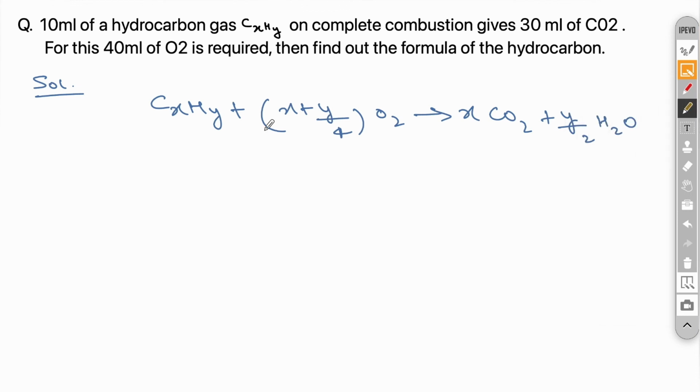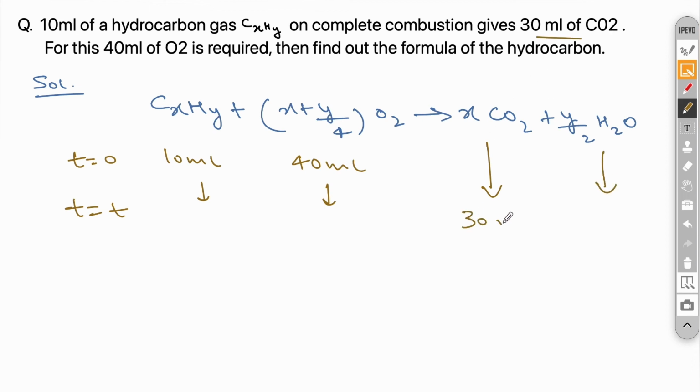Initially we are given that 10 milliliters of CXHY, which is hydrocarbon gas here, and 40 ml of O2 is taken for complete combustion. Here 30 milliliters of CO2 is formed, and for water we won't consider its volume, right, because it's in liquid state. Here it will be 0, here it will be 0. For complete combustion these values should be 0, right? Now we'll simply use observation.